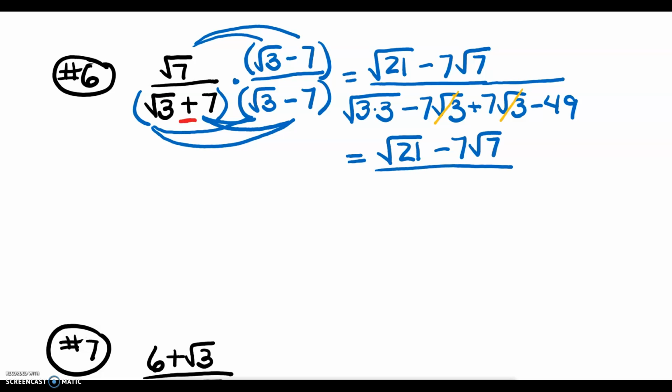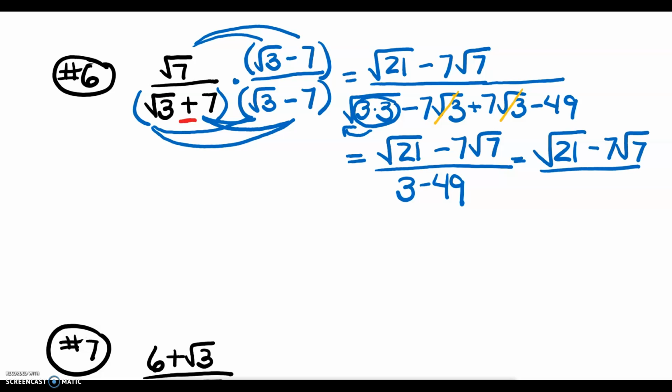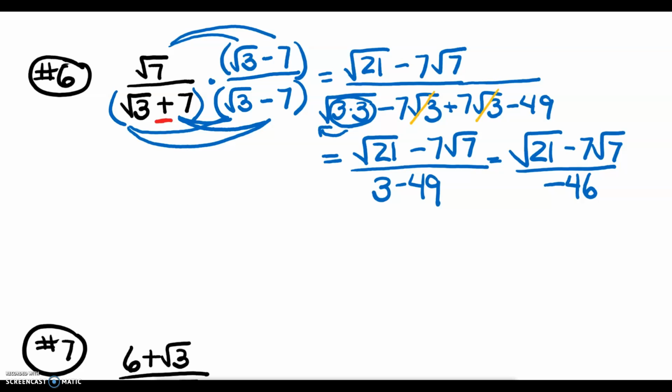But I do notice I have a group of 2 3s here, so I pull one of the 3s out. 3 minus 49. And what does that equal? When I take 49 away from 3, I get a negative number. And I shouldn't leave a negative number in my denominator, so I'm going to multiply the numerator and the denominator by a negative 1.